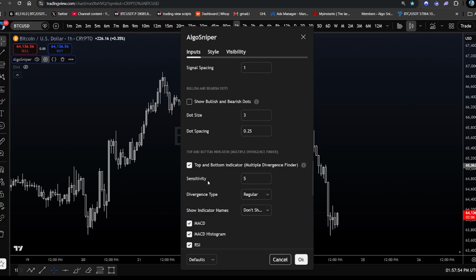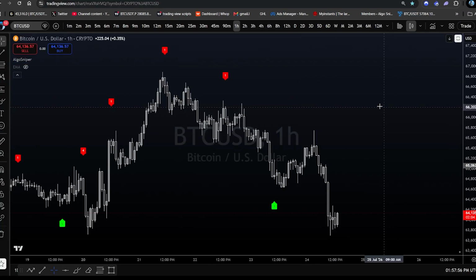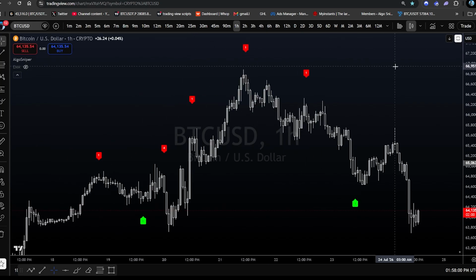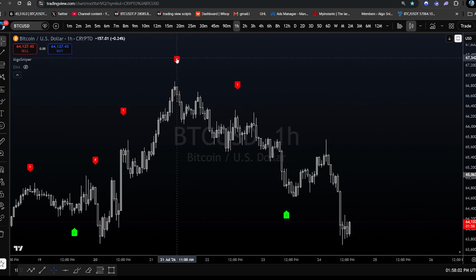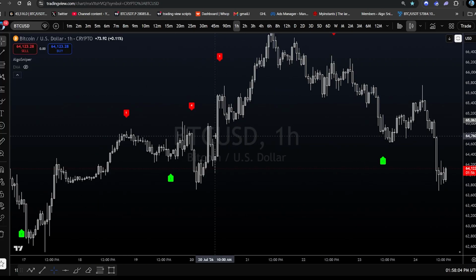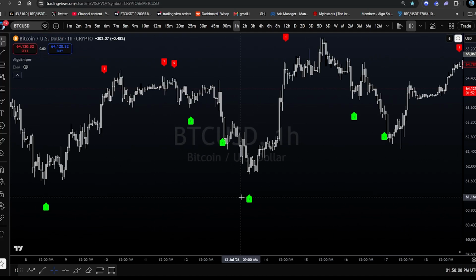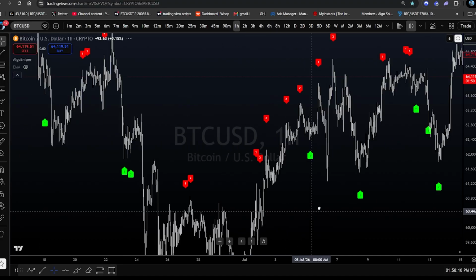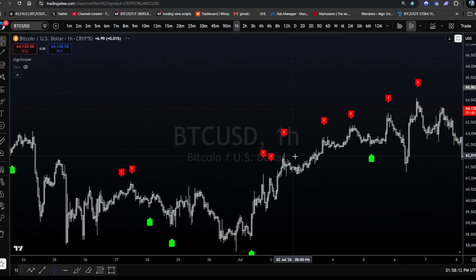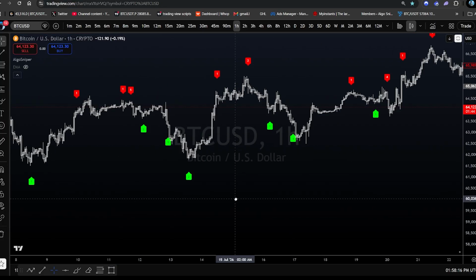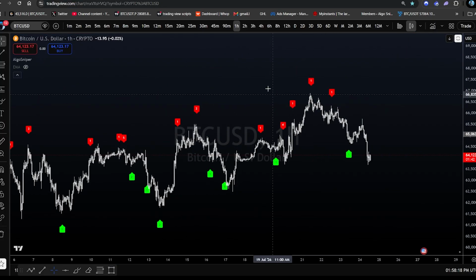We also have the top and bottom indicator. This is the multi-divergence finder. A divergence is like when you have a bullish divergence, a bearish divergence, kind of behind the scenes. And as you can see, these bearish divergences were popping up before the market pulled back. You can see at the bottoms, you're going to see these bullish divergences appearing. And this will just show you possible likely bearish signs or reversals taking place, or bullish signs that are likely to take place.